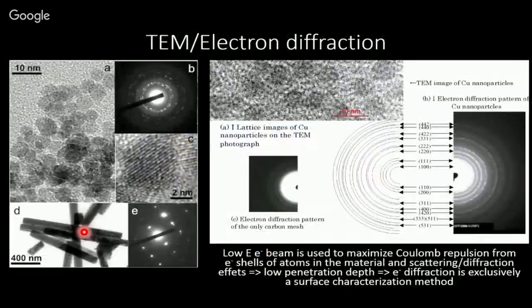TEM is also coupled to electron diffraction. We talked about X-ray diffraction, but you can also diffract electrons. That's a good thing about electrons being both waves and particles. When you want them to act as particles, they can act as particles. They can kick out other electrons. And when you want them to act as waves, they can behave that way too. So you can get a diffraction pattern using electrons. Transmission electron microscopy is often coupled to electron diffraction.